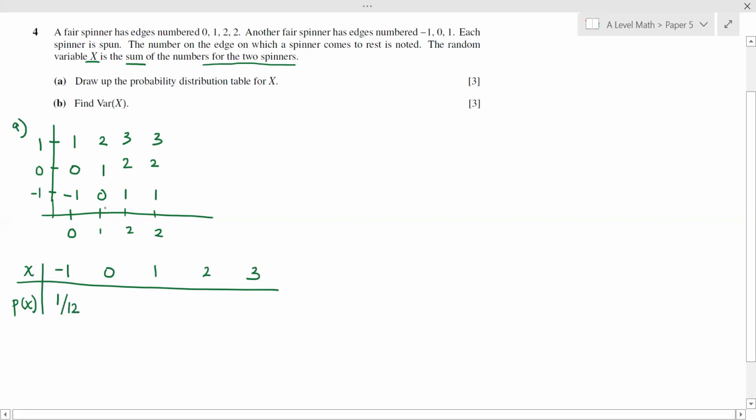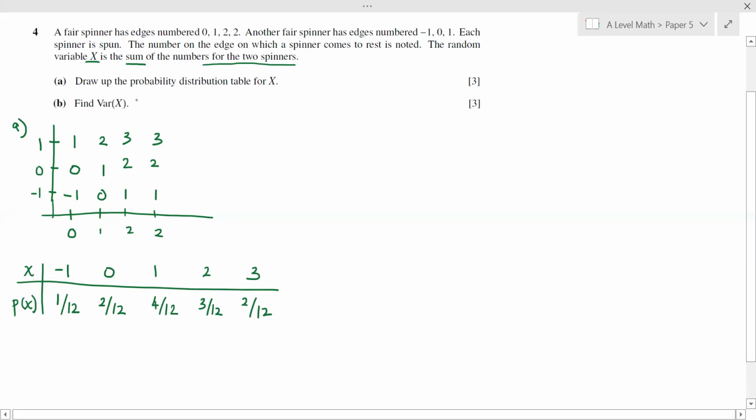There are 2 zeros, so the probability of getting a value of 0 for x is 2 out of 12. There are 4 ones, so the probability value is 4 out of 12. There are 3 2s, so we have 3 out of 12, and there are 2 3s, so we have 2 out of 12. And that will give us the probability distribution table. Now, we're not going to simplify this because we need to find the variance of x in part B.